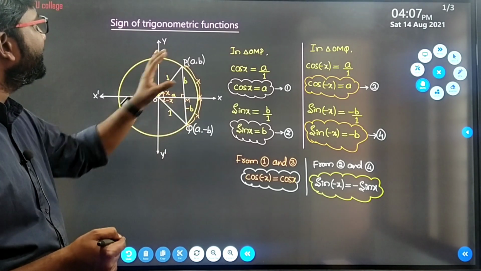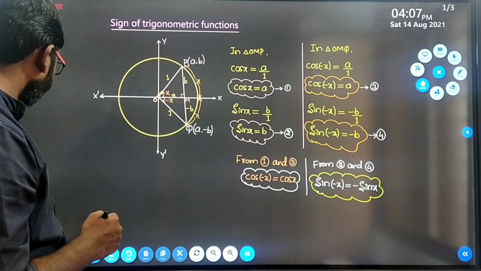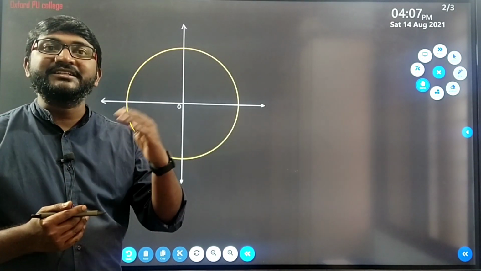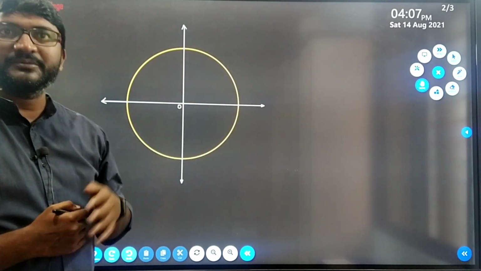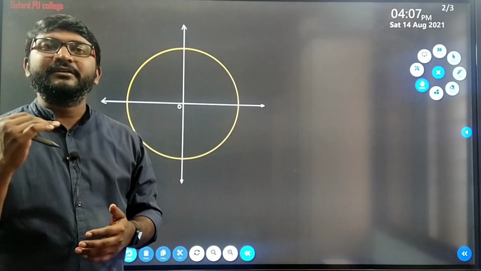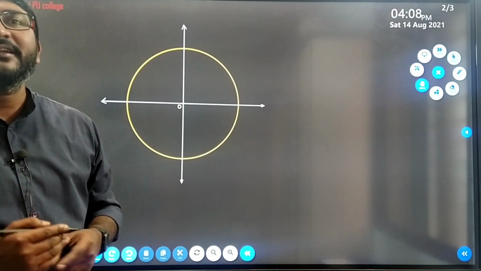So this is regarding the sign of trigonometric functions. So let us proceed now. Next we are going to discuss the ASTC rule. That means in the first quadrant all the trigonometric ratios are positive, in the second quadrant sine and cosecant are positive, in the third quadrant tan and cot are positive, and in the fourth quadrant cos and secant are positive.